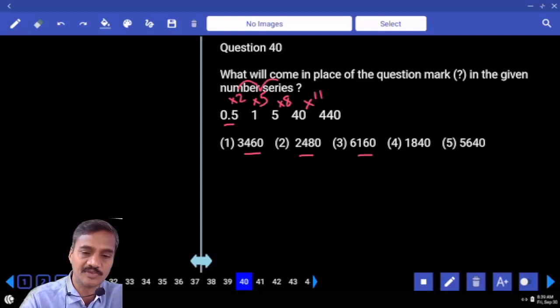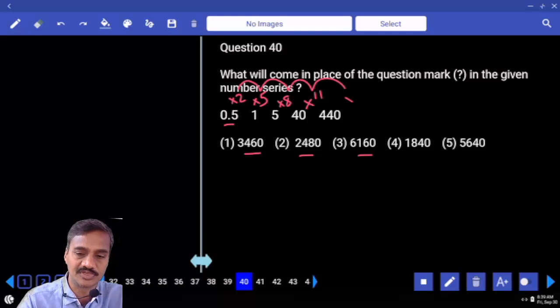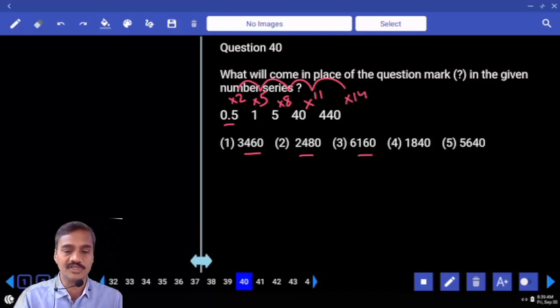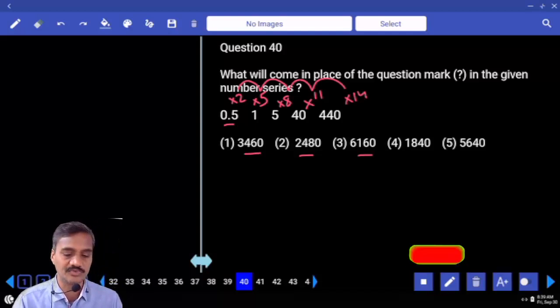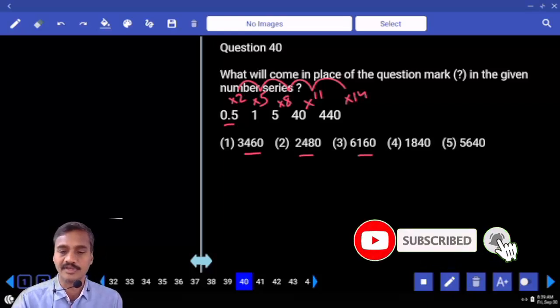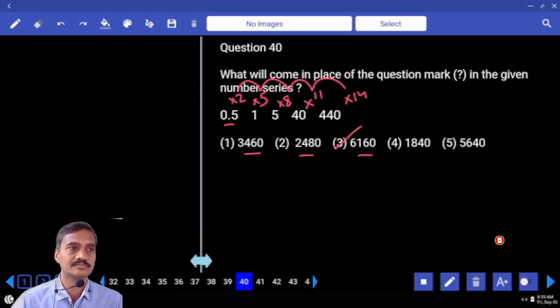2 plus 3 is 5, 5 plus 3 is 8, 8 plus 3 is 11, 11 plus 3 is 14. Now 440 into 14, tell me what is the answer here. It is 6160. Choice 3 is the answer, question number 40. Clear?